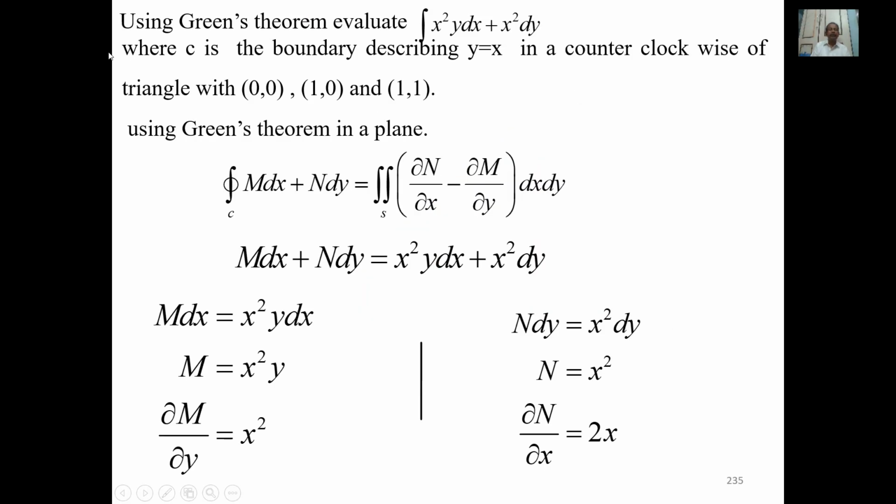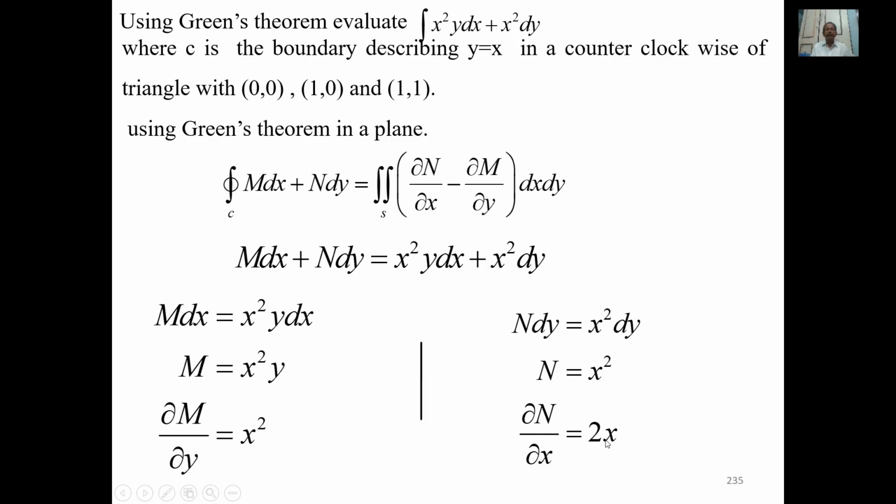Using Green's theorem in a plane, we have M dx plus N dy, which is given as x squared y dx plus x squared dy. Comparing the coefficients, we have M dx equal to x squared y dx, so M is nothing but x squared y. Differentiating with respect to y gives dM by dy, which is equal to x squared. Similarly, N dy equals x squared dy, and N equals x squared. Differentiating N with respect to x will give us 2x.